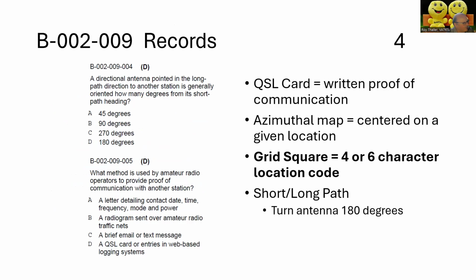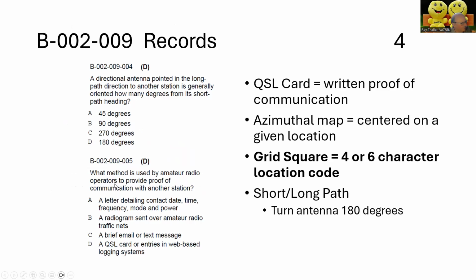A directional antenna pointed in the long path direction to another station is generally oriented how many degrees from its short path heading? So here you have a directional antenna. Usually the transmitting side has a higher gain in one direction. So the answer here is D, 180 degrees between short path and long path.